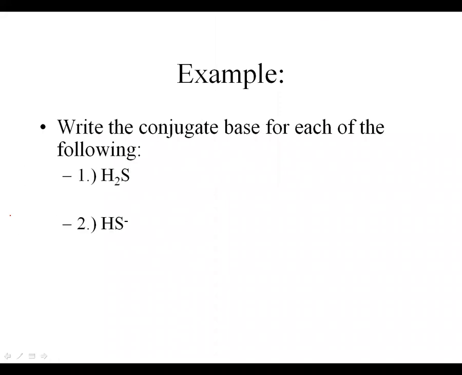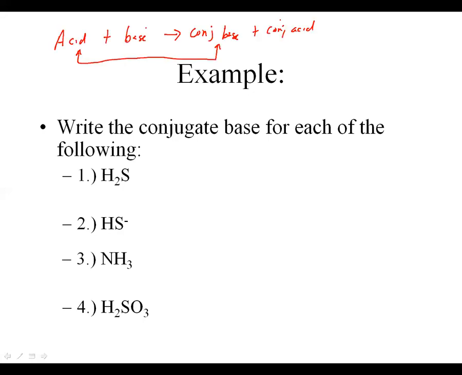For each of these, for each of the four, you want to write the conjugate base. So think about what that would be. Again, a reminder just to help you out there: we have an acid plus a base, which gives you a conjugate base plus a conjugate acid. And again, the partners are these two, and the partners are those two. All right, so see what you come up with. Take a minute or two and figure it out, and we'll go over it.